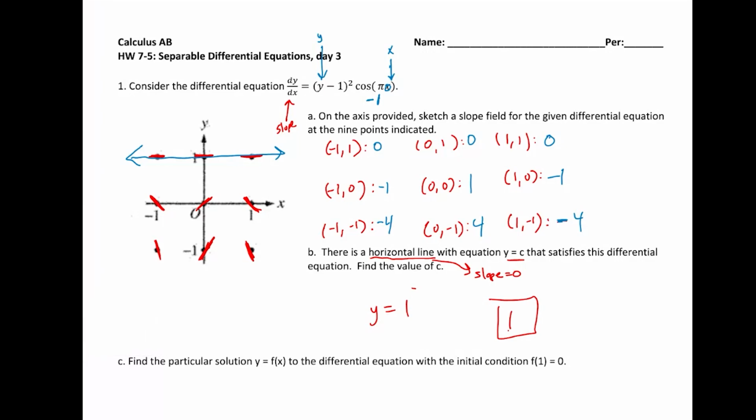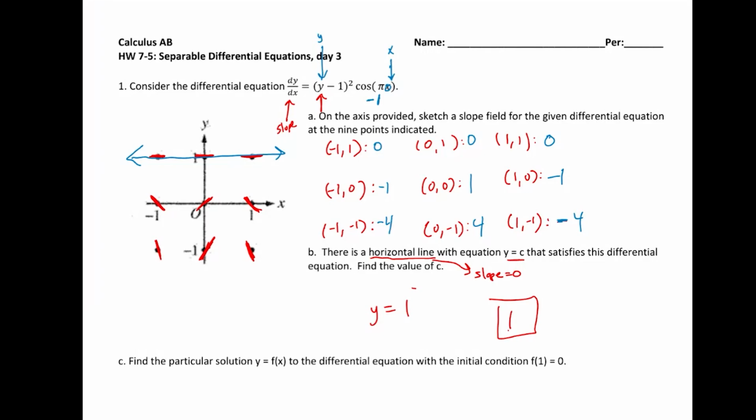Yeah, that's pretty much it there. Another way that you can think about this is because we have to have a slope of 0, we need to know which value of y here is going to make the whole thing 0. And we found that earlier as we were constructing the slope field. That is, in fact, 1.